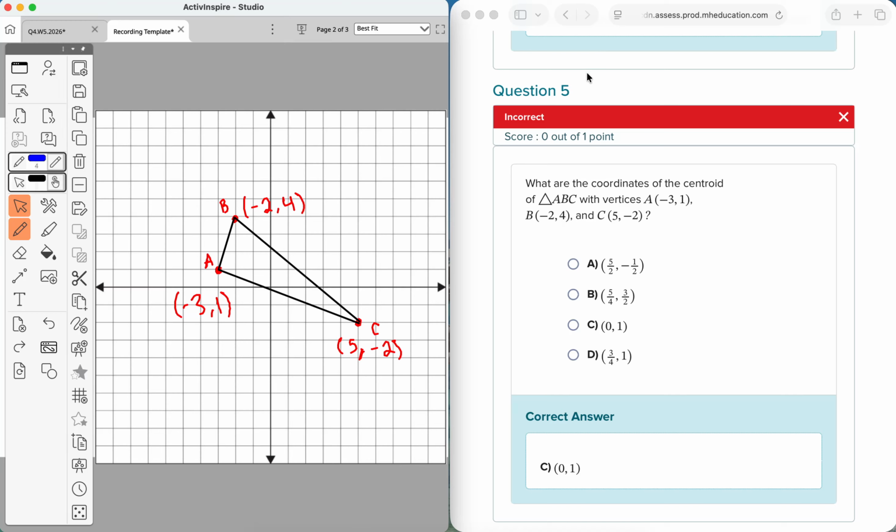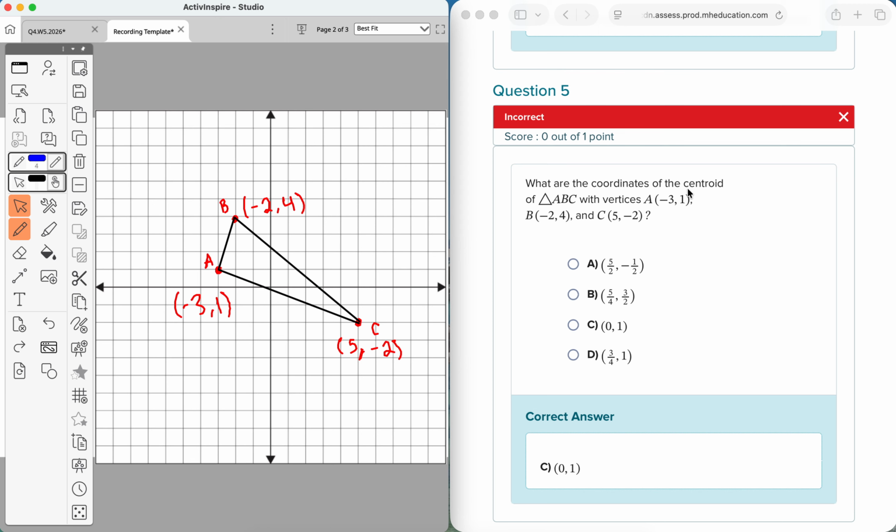What are the coordinates of the centroid of triangle ABC with vertices -3, 1, -2, 4, and 5, -2? Losing my mind on this question a little bit because I'm really trying to simplify it as much as possible, but it's going to still require a good amount of work.